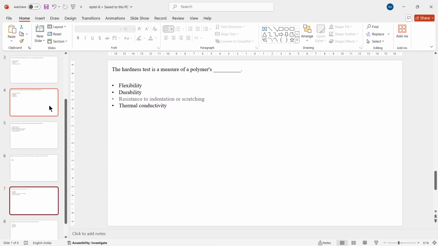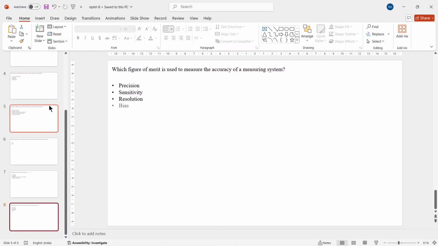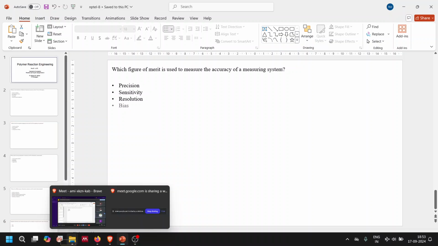Then we have the hardness test, which is a measure of a polymer's resistance to indentation or scratching. A durometer measures resistance to indentation basically. Hardness is the resistance to indentation or resistance to scratch. Yes, correct, exactly. And then the last one: which figure of merit is used to measure the accuracy of a measuring system? Bias is the correct one. Yes, so these are the questions which were discussed today.